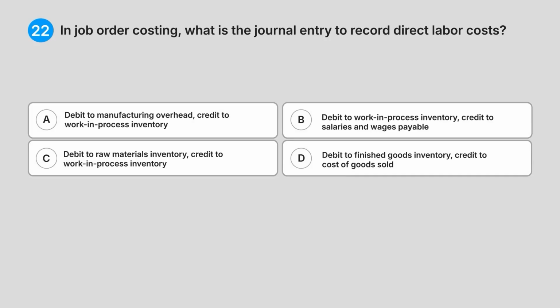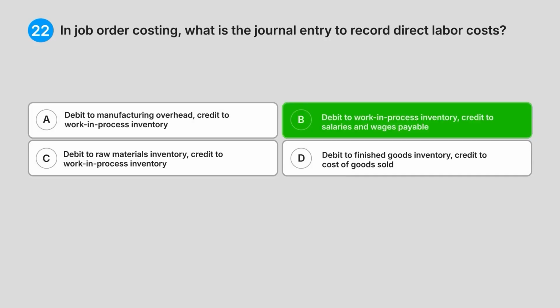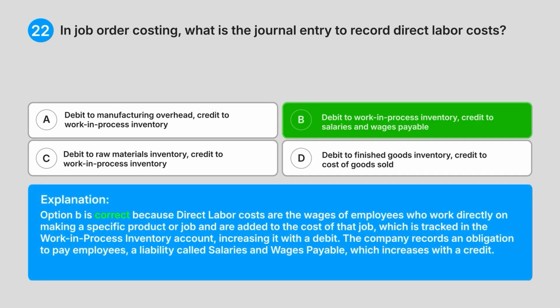Correct answer. B. Debit to work in process inventory. Credit to salaries and wages payable. Explanation. Option B is correct because direct labour costs are the wages of employees who work directly on making a specific product or job and are added to the cost of that job, which is tracked in the work in process inventory account, increasing it with a debit. The company records an obligation to pay employees, a liability called salaries and wages payable, which increases with a credit.